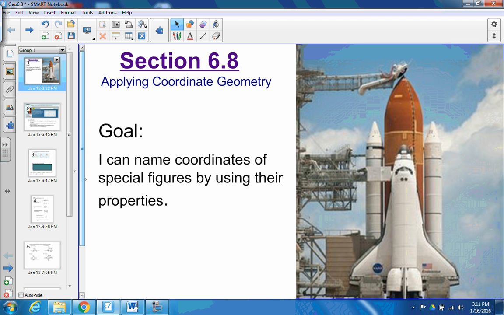But anyway, let's get to some math. Our goal for today is to name coordinates of special figures by using their properties. The theme for this is applying coordinate geometry. We just talked about last section different ways you can prove things or check the type of shape based on the midpoint formula, the slope formula, or the distance formula, and combining that with the properties. Now we're going to take it a little bit farther, and talk about how we can use general coordinates to prove things, and then the next section is going to be dealing with proving things using coordinate geometry.